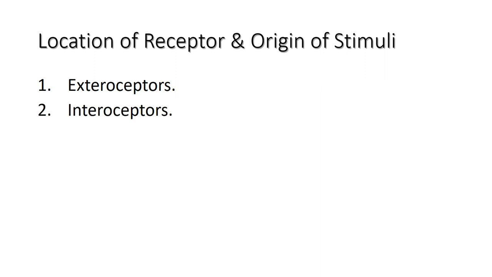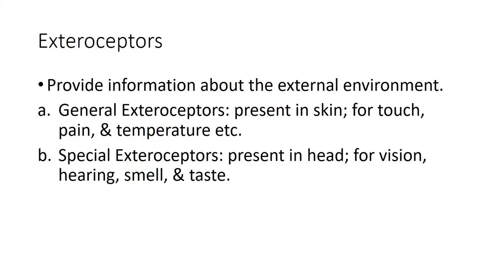Based on the location of receptor and origin of stimuli, sensory receptors may be one of the following: exteroceptors, interoceptors, or proprioceptors. Exteroceptors are located at or near the external surface of the body. These are sensitive to stimuli originating outside the body and provide information about the external environment.